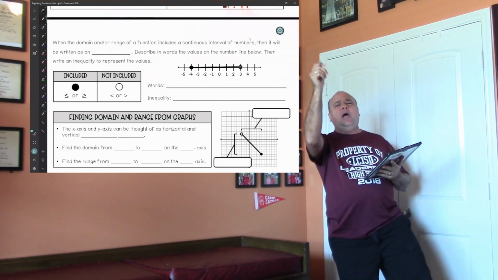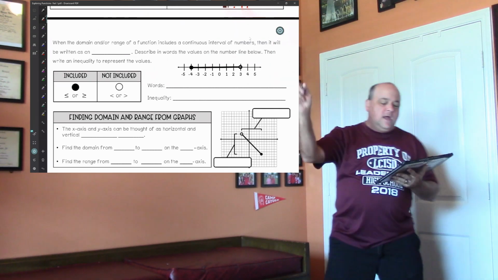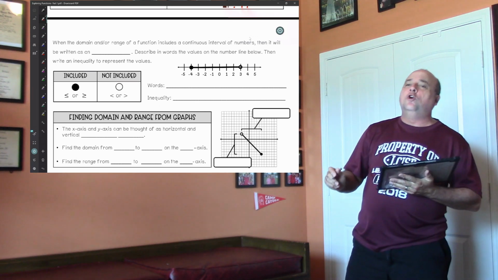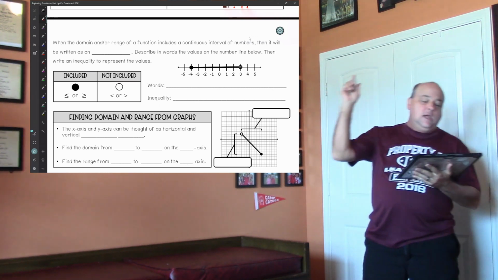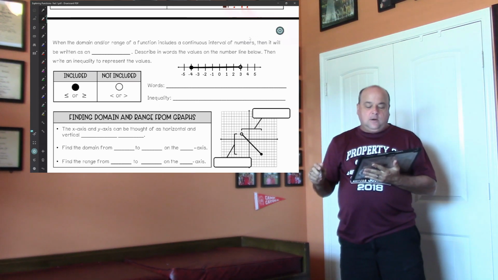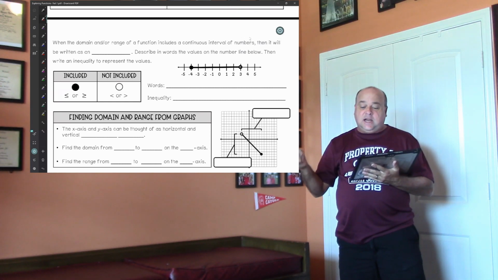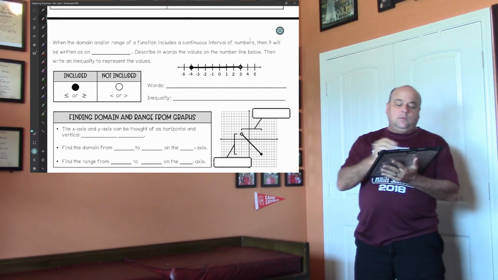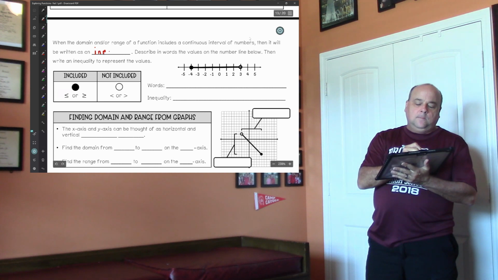So turn the page. Isn't this a blast, learning about domain and range? Let's keep going. When the domain and range of a function includes a continuous interval of numbers, then it will be written as an inequality.